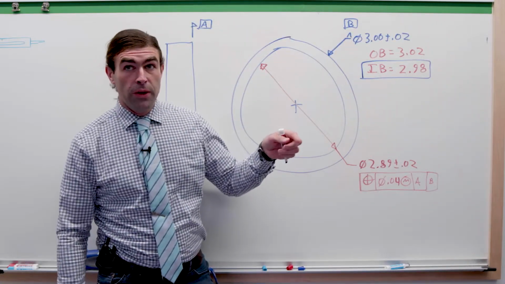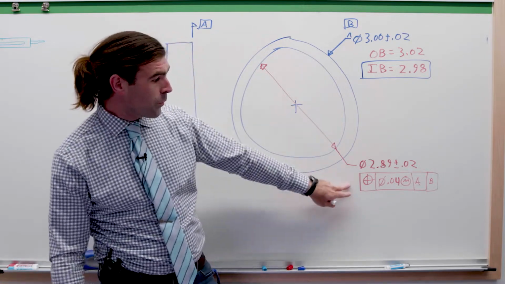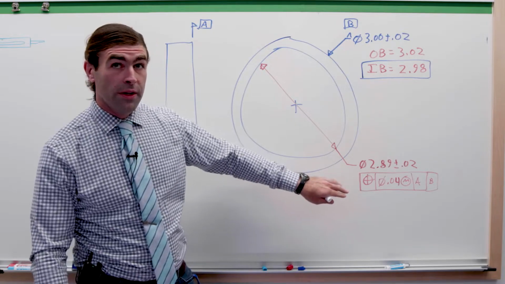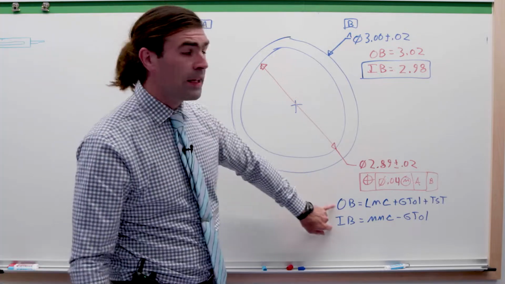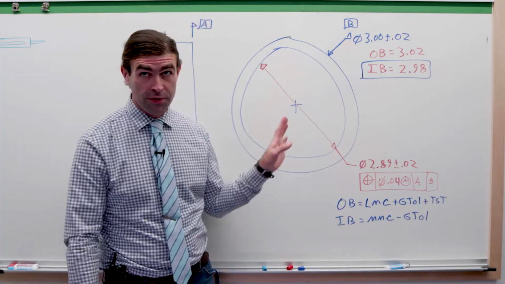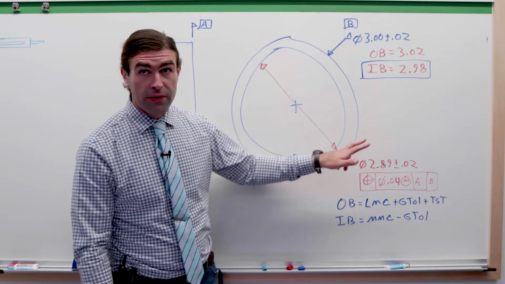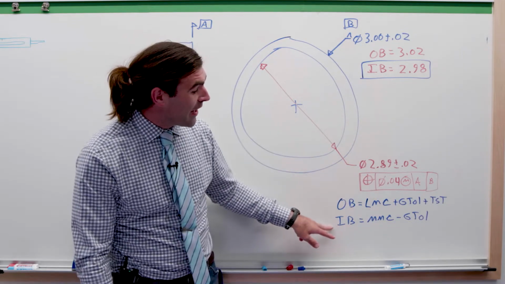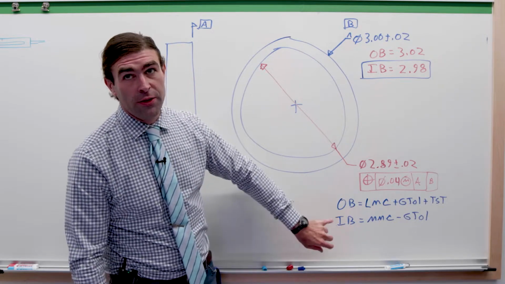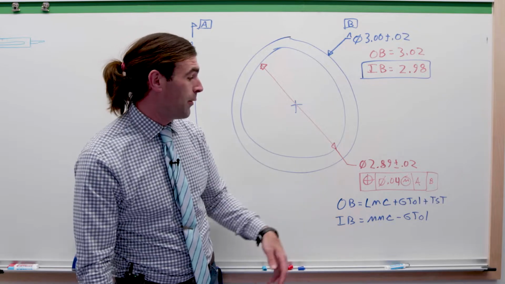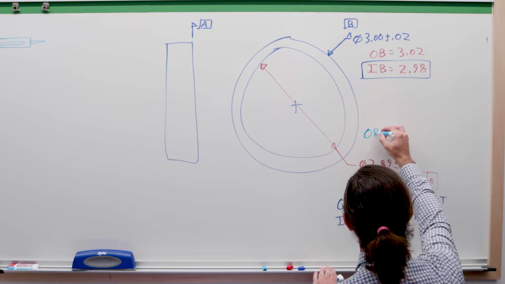So let's break it down this way. The inner and outer boundaries of a plus or minus feature are just the MMC or LMC. For this feature, we're going to use these two equations from the chart that I had up here a second ago. So the outer boundary, LMC plus geometric tolerance plus total size tolerance, inner boundary, MMC minus geometric tolerance. We don't really care what the inner boundary is, we only need the outer boundary for this calculation. So I'll write it up here.